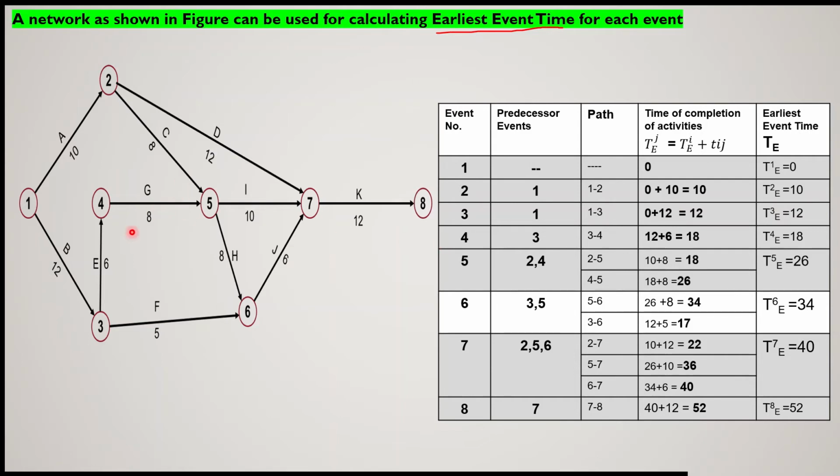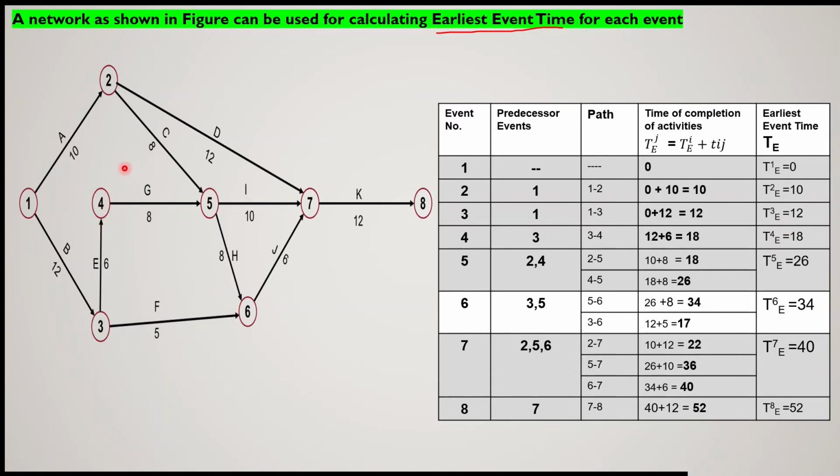Now if we see event number 3, it again has only one predecessor event, event number 1, and the activity will be 1, 3, so the path will be 1, 3. If you add, 12 units is the duration of activity 1, 3. So 0 plus 12 is equal to 12. So what is this 12? It is the earliest event time of event number 3.